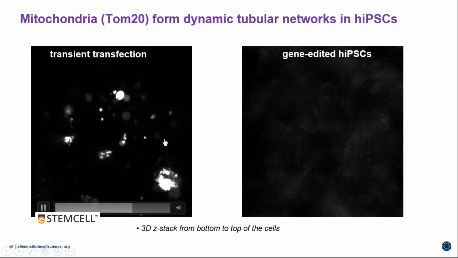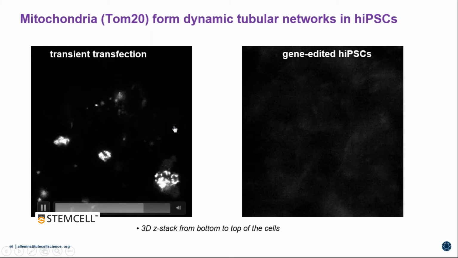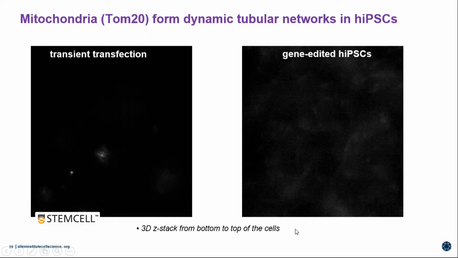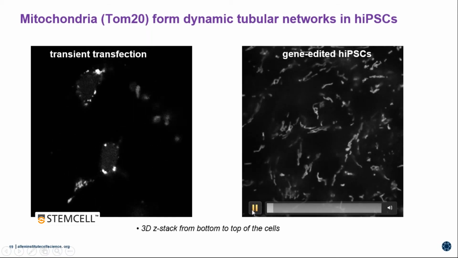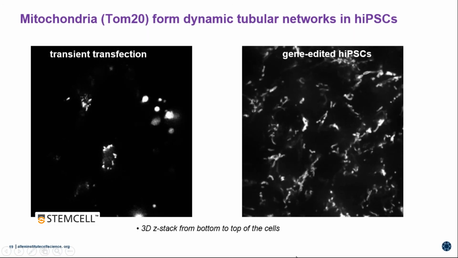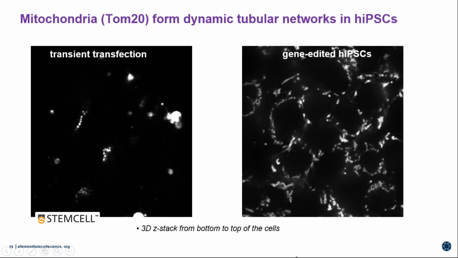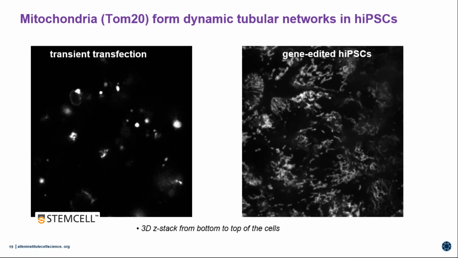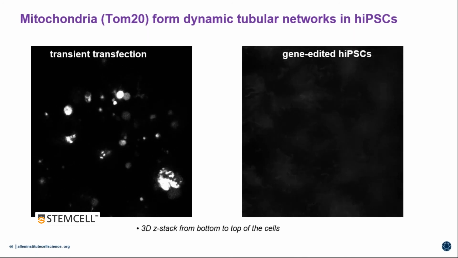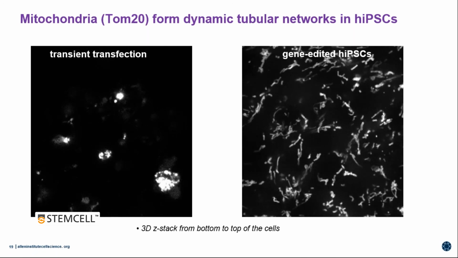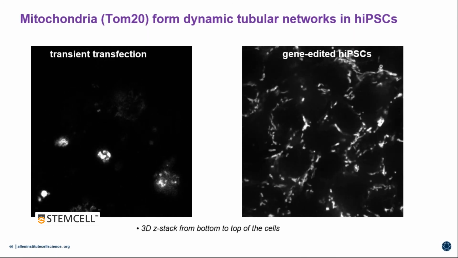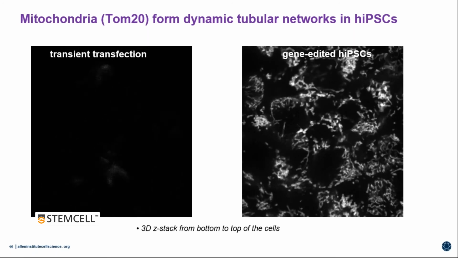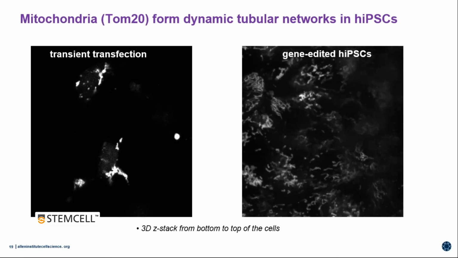On the right is our gene-edited cells. Again, a Z stack going from the bottom to the top. And again, we were just amazed by the detail here. And we know mitochondria form dynamic tubular networks. We just did not see that on the left. But on the right, we are seeing what we have been taught, how mitochondria look and behave. And so we're very, very excited.